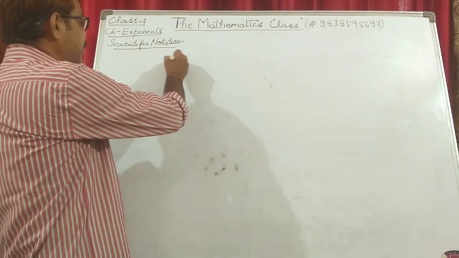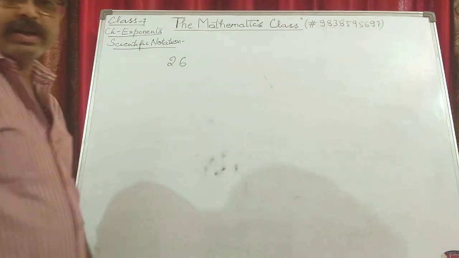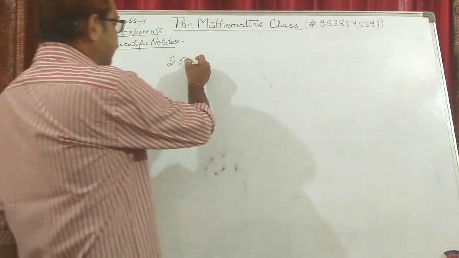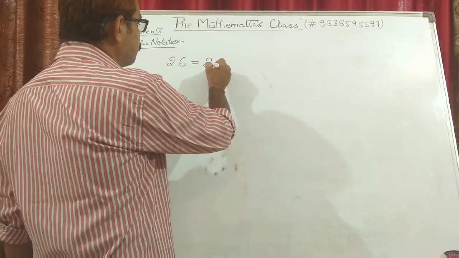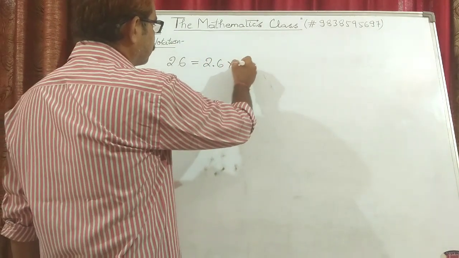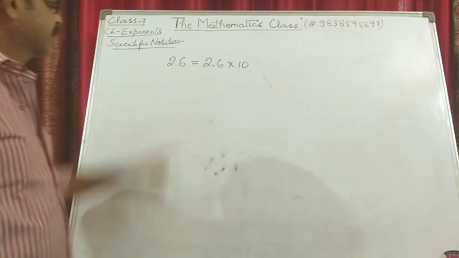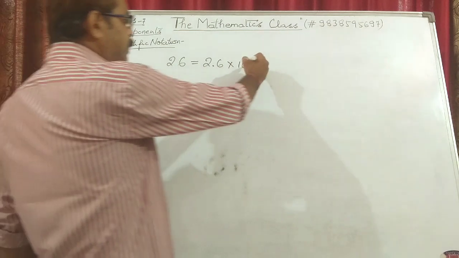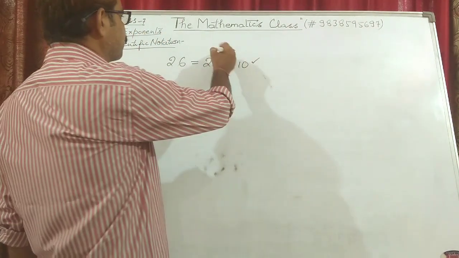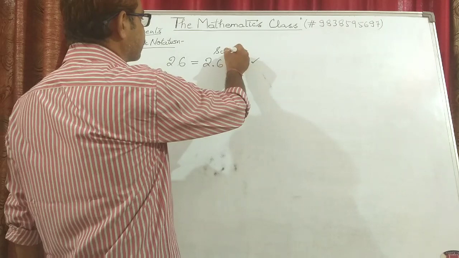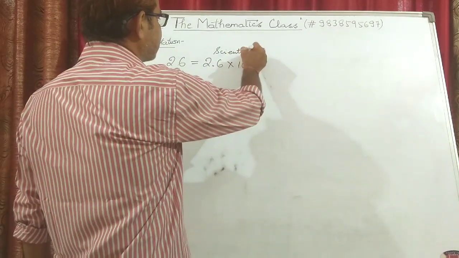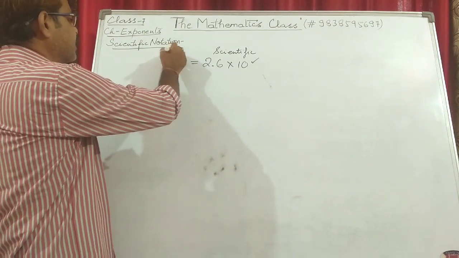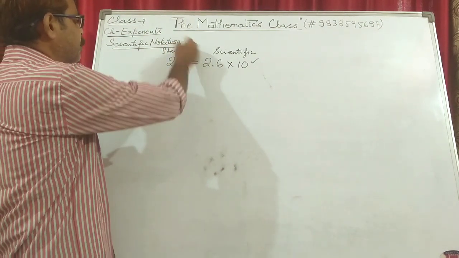Suppose I write 26. Now 26 is the standard form of a number, in a normal form. 26 can also be written as 2.6 into 10. If a number is written like this, it is known as scientific form or scientific notation, and the normal number is known as standard notation.